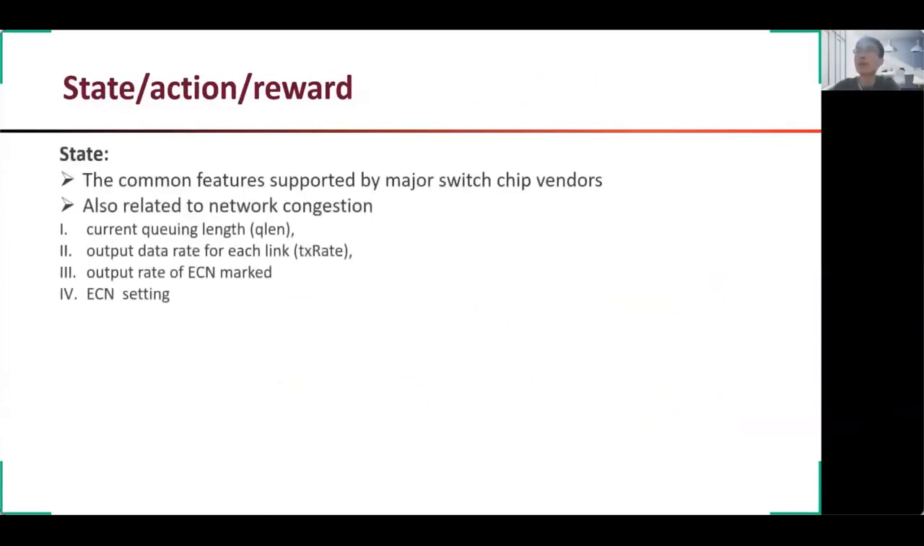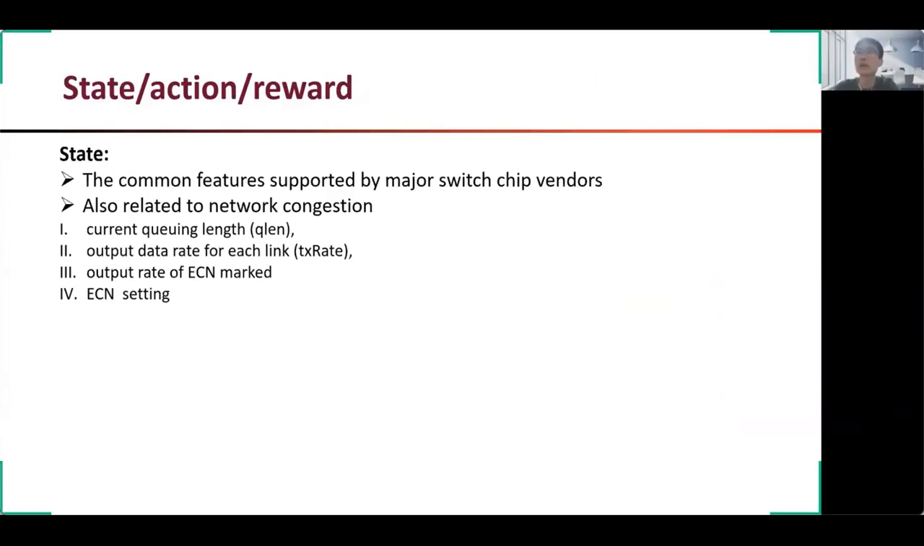For more design details, states represent the environment, for example, the network congestion risk. To be compatible with cloud data centers, which usually contain different vendor switches, we choose the common features supported by major switch chip vendors, such as queue length, output data rate, ECN marking, and ECN setting.